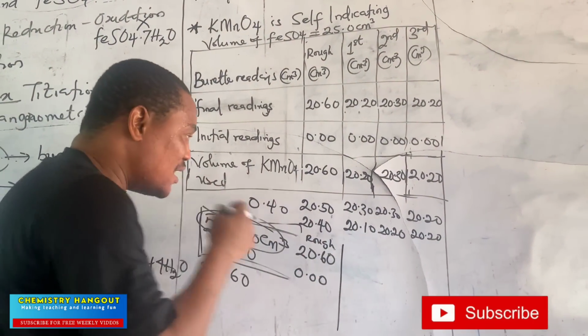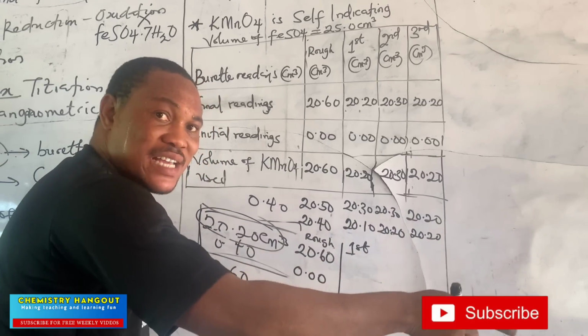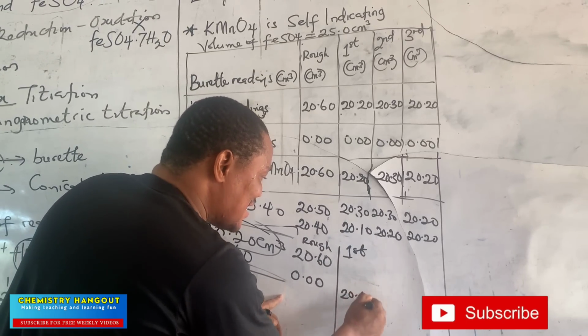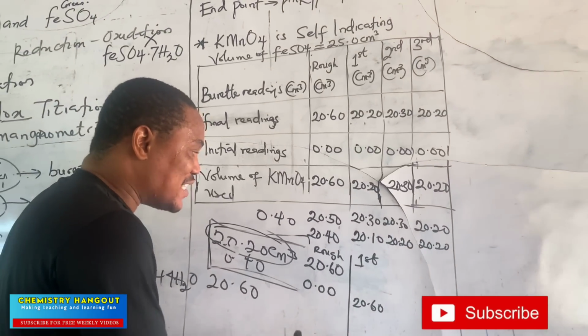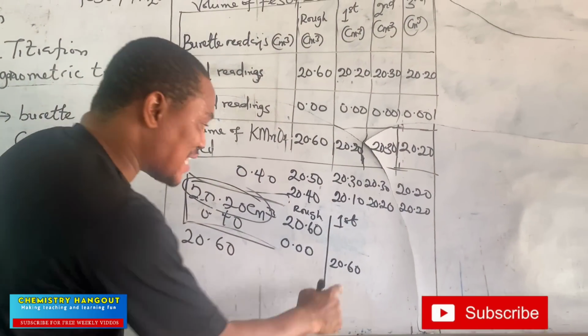That's how I'm explaining. So my first now, a lot of people will write 0.00 as their initial. I will now say no. My own first, the initial is 20.60. The reason why I've done that, what I'm telling the supervisor is that when I did this rough titration, I did not refill. That's why I started from this.